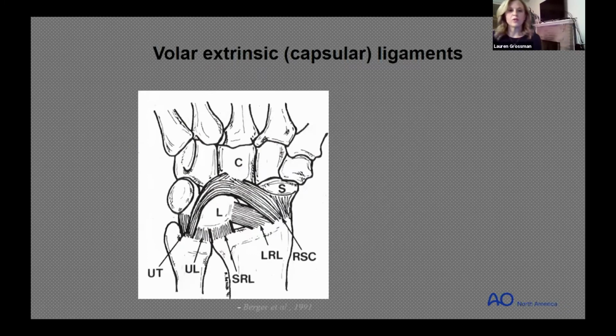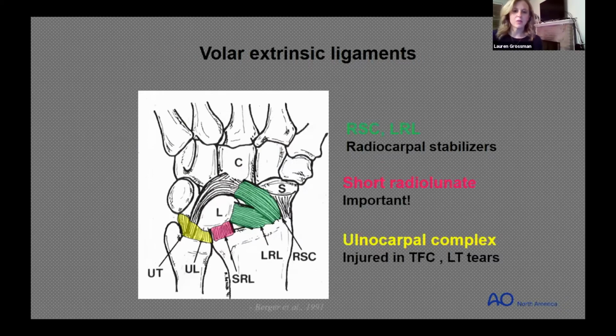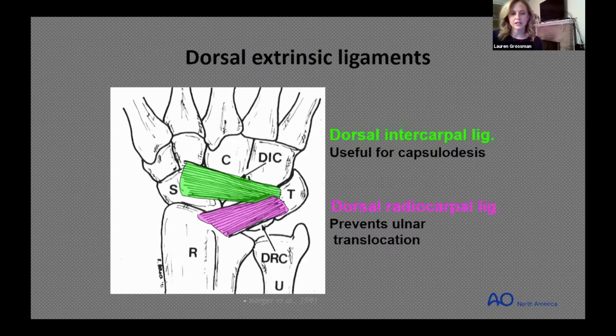We have the volar extrinsic ligaments, and the important ones are the radioscaphocapitate and the long radiolunate, which are the radial carpal stabilizers in green. The short radiolunate really just attaches the lunate, which is very important, as we'll see a bit later. Then the ulnocarpal complex in yellow, which are significant for TFCCs, LT tears, and so forth. There are the dorsal extrinsic ligaments, where we have the dorsal intercarpal ligaments, which are useful for capsulodesis, and then your dorsal radiocarpal ligaments, which prevent ulnar translocation.